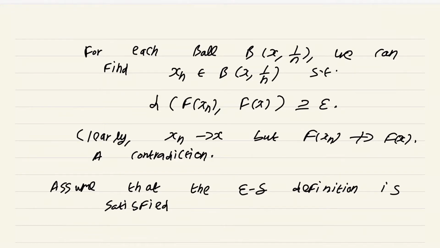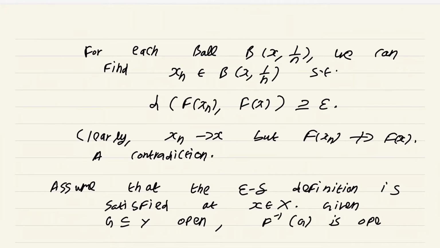So assume that the epsilon delta definition is satisfied at a particular point x in X. Okay, now what I have to do is I have to show that given G subset of Y open, I'm just going to show that f inverse G is also open. That is what we have to show. Note that because G is open, we can find some ball.